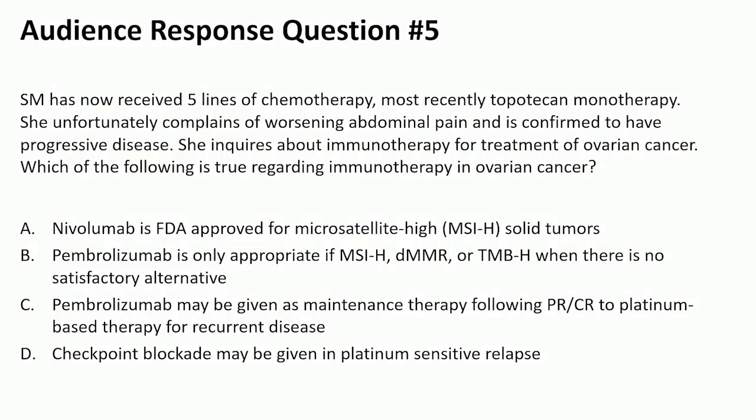And this brings us to audience response question number 5. SM has now received 5 lines of chemotherapy, most recently topotecan monotherapy. She unfortunately complains of worsening abdominal pain and is confirmed to have progressive disease. She inquires about immunotherapy for the treatment of ovarian cancer. Which of the following is true regarding immunotherapy in ovarian cancer?